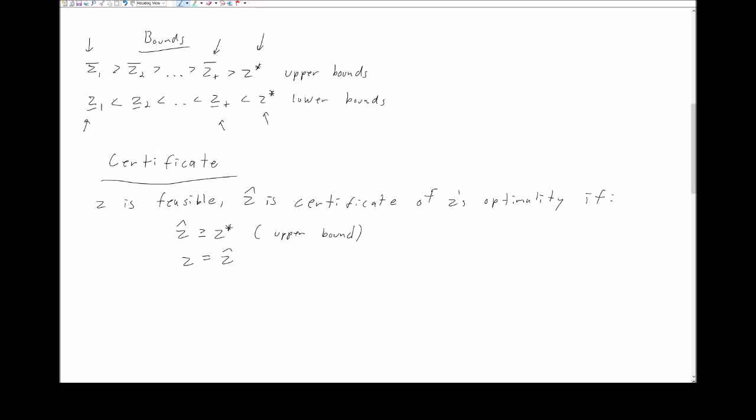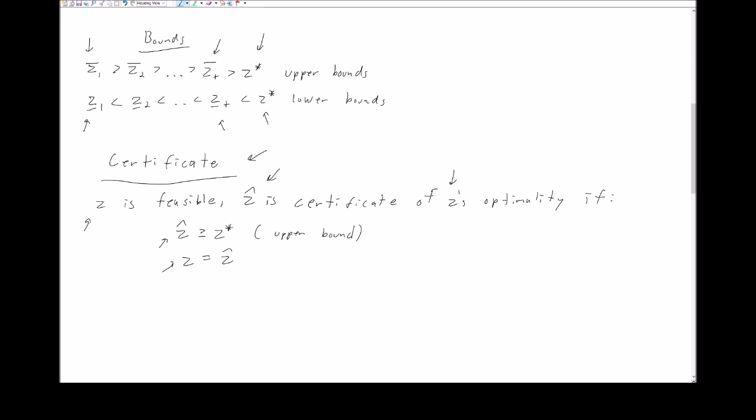A certificate is the key idea we'd like to get across here. And a certificate is something that's going to tell us that our solution, the one we have in hand, is going to be an optimal solution. So specifically, if we have some solution, little z, and it's feasible, then another value, z hat, is going to be a certificate of z's optimality if two conditions hold. First, this z hat is going to be an upper bound on our optimal solution, z star. And also, the value of our feasible solution, z, is equal to z hat.